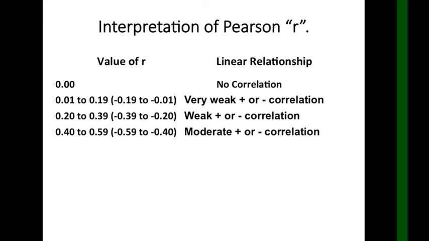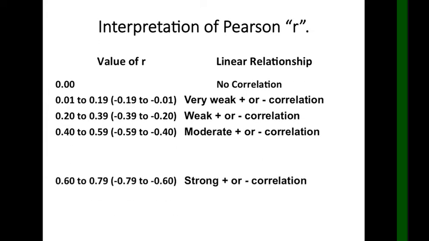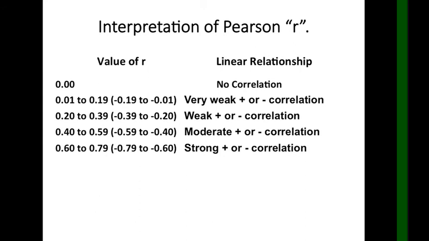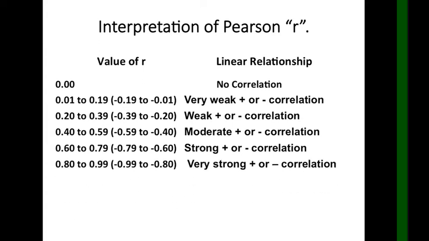For 0.40 to 0.59 or -0.59 to -0.40, we have moderate positive or negative correlation. 0.60 to 0.79 or -0.79 to -0.60 is a strong positive or negative correlation. 0.80 to 0.99 or -0.99 to -0.80 is a very strong positive or negative correlation. And finally, we have 1.00 or -1, that is a perfect correlation.